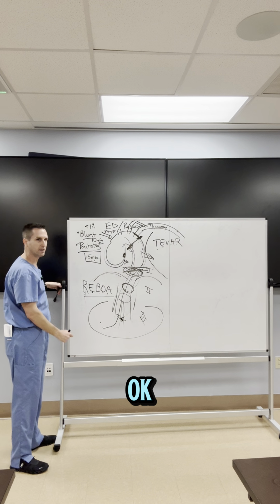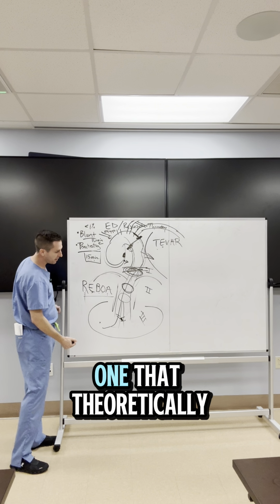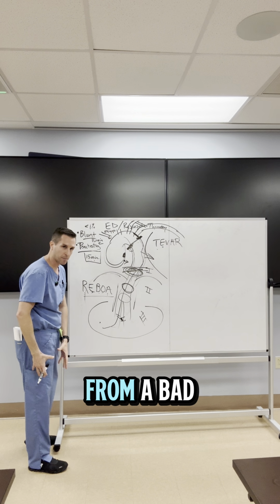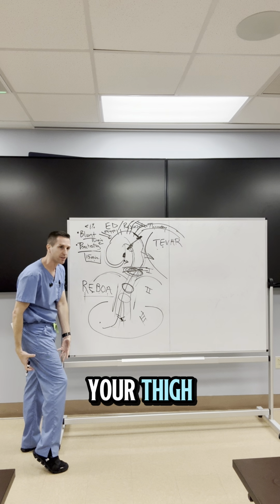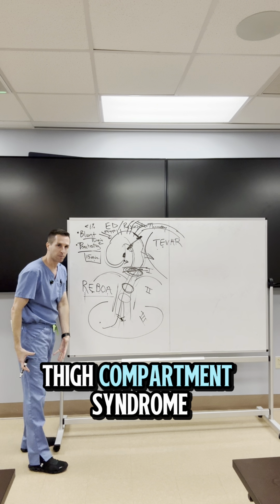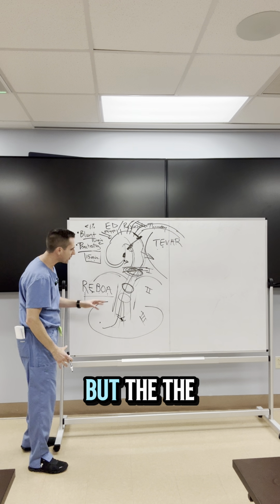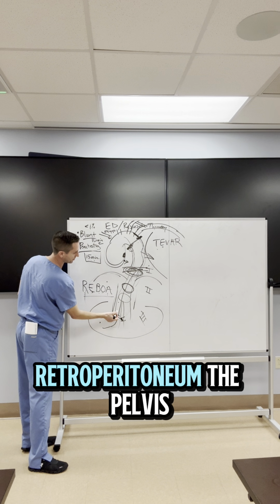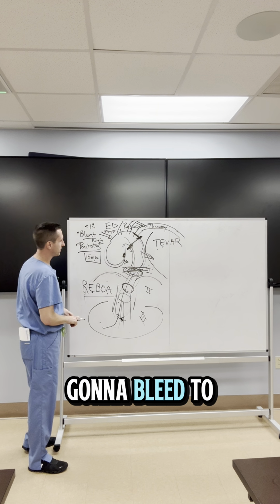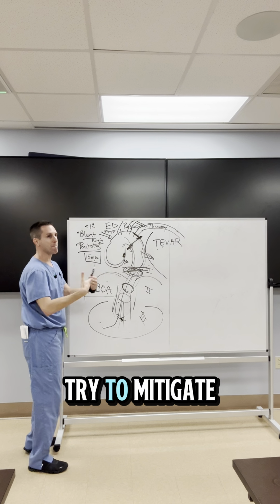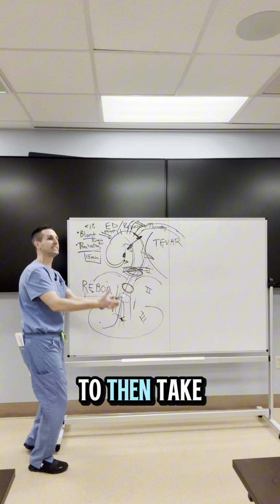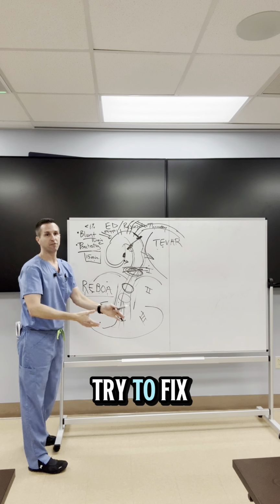Yes. Okay. What about long bone? So that's another one that theoretically you can lose a lot of blood even just like from a bad femur fracture into your thigh and develop a thigh compartment syndrome. Okay. But the talked about ones are the floor, chest, the abdomen, the retroperitoneum, the pelvis. That's where you're going to bleed to death. And this is how you're going to try to mitigate that to really get ahead and get that resuscitation to then take them upstairs and try to fix the problem.